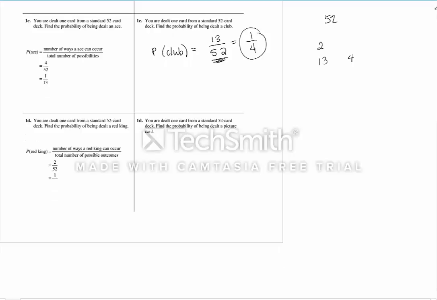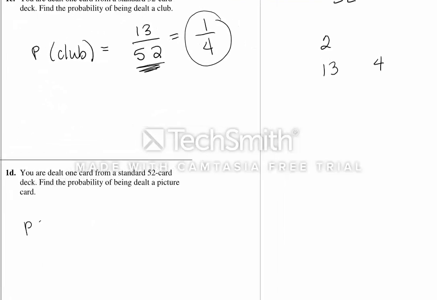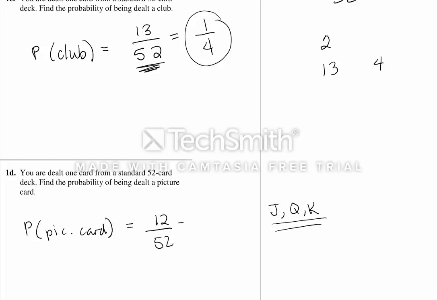1D, you're dealt one card from a standard 52 card deck. Find the probability of being dealt a picture card. So the probability that we have a picture card, think about how many picture cards there are. Picture cards would be Jack, Queen, and King out of your 4 different suits. So that would be 12 in all out of 52.